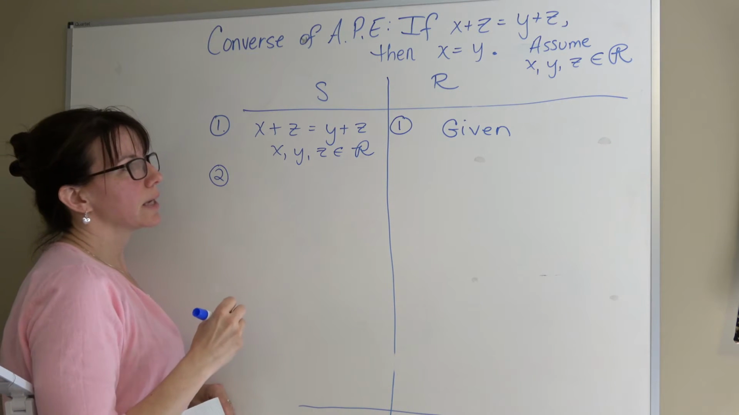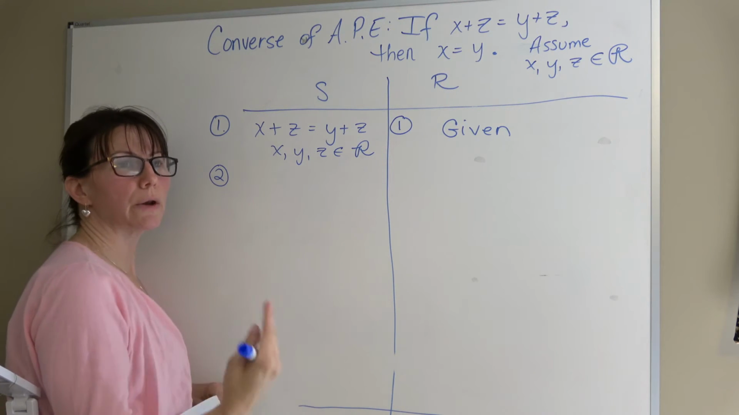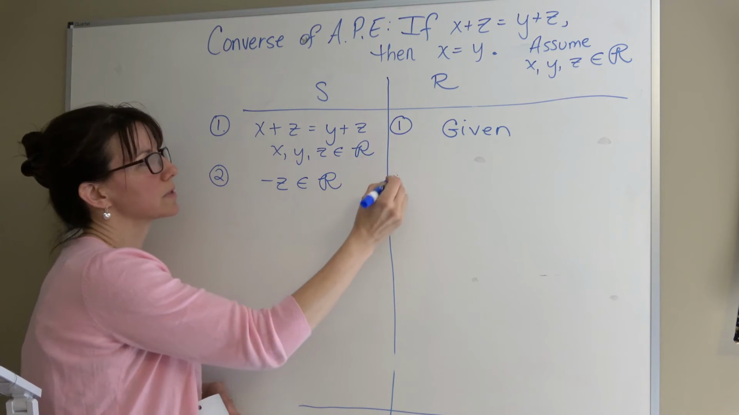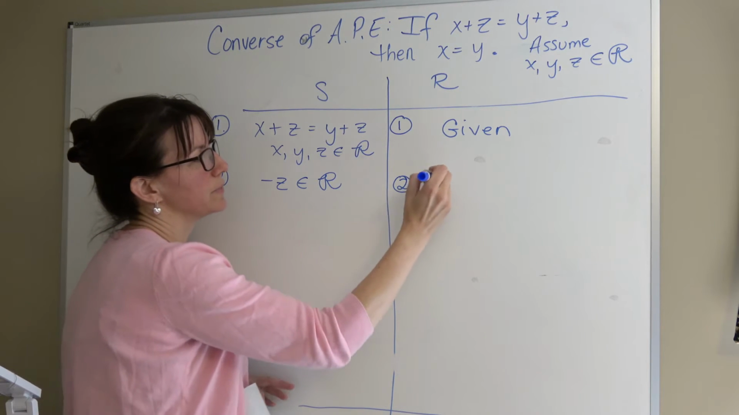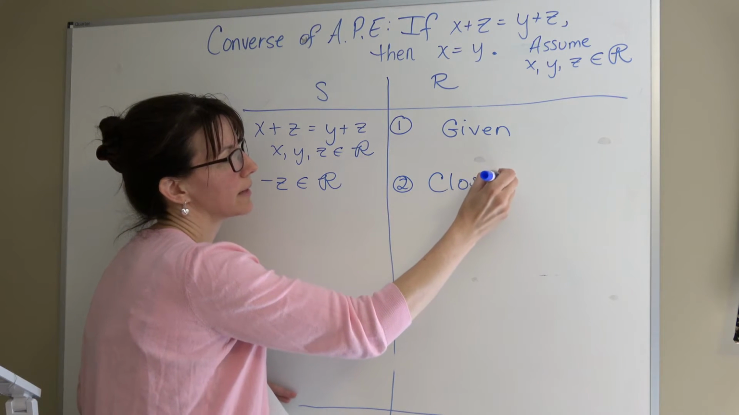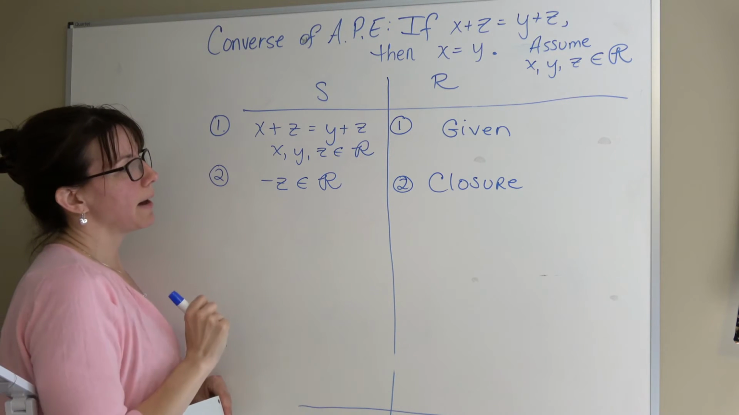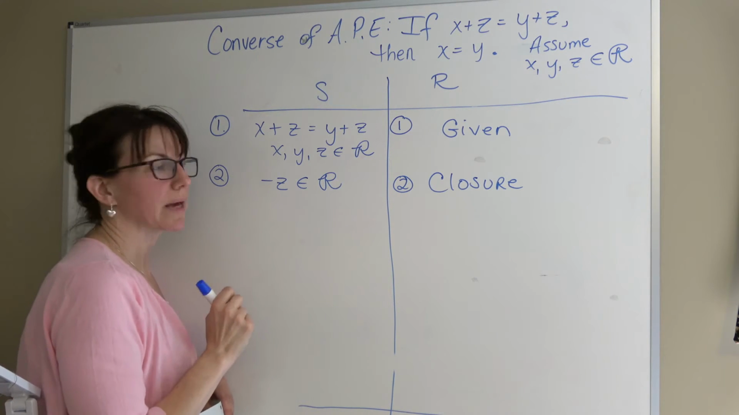Now, before we can do that, we have to know that, in fact, negative z is an element of the real numbers, of course, and that is because of closure, which means that if you were to take the opposite of a real number, you get a real number, and that is a new property that you probably haven't heard of.